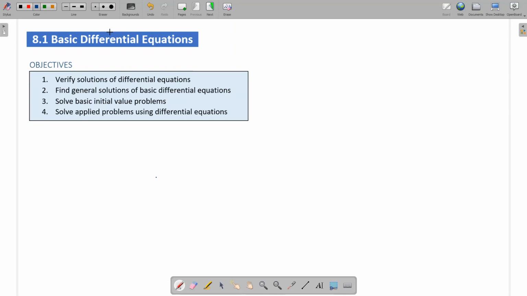In this video, we'll be covering section 8.1, Basic Differential Equations. We have 4 objectives. The first one is we will verify that a given function is a solution or is not a solution to a given differential equation.